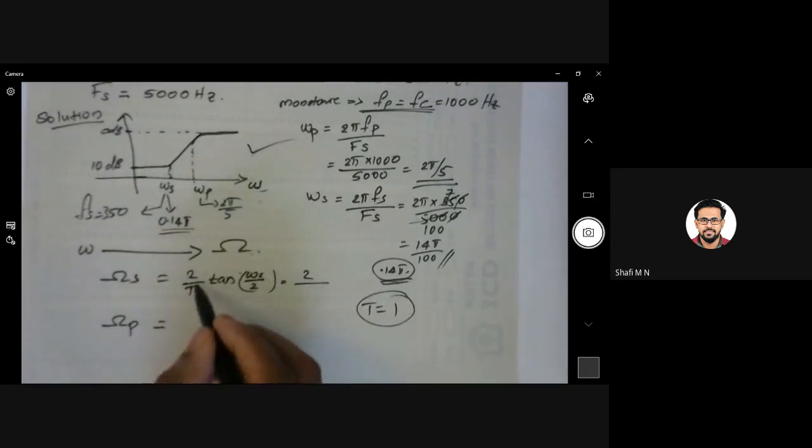So substitute t is equal to 1 and find tan omega s by 2. Omega s is 0.14 by 2 pi.